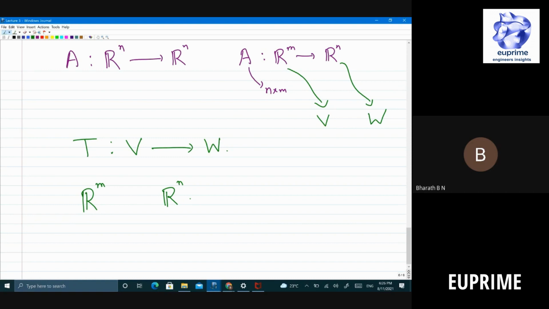Do you agree? So R2 itself is a vector space, right? Which sits inside R3. So what is the name that I should give? Subspace, right? R2 is a subspace of R3. Okay. So how do you define that?